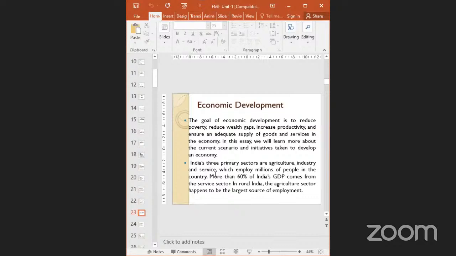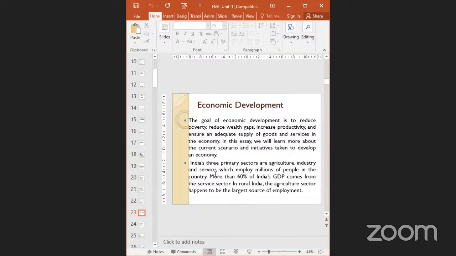But while we're talking about India as a country, we are always supposed to say that we are developing. We try to reduce poverty, that means we are developing. We try to give full employability to the people, so we are developing. We try to reduce the wealth gap, so we are developing. We try to increase productivity, that means we are developing, and try to balance the supply and demand of services and goods, so that means we are developing.